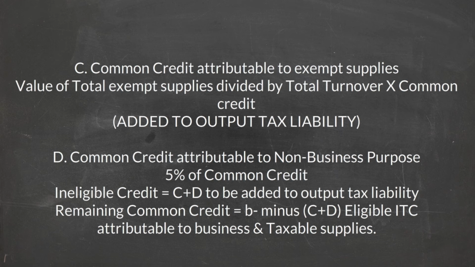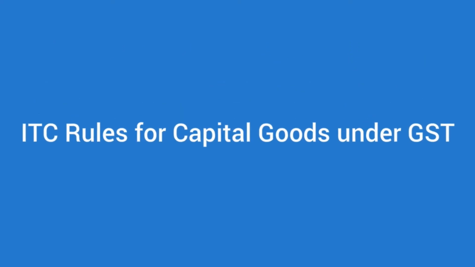D. Common credit attributable to non-business purpose: 5% of common credit. Ineligible credit equals C plus D, to be added to output tax liability. Remaining common credit equals B minus C plus D. This is the eligible ITC attributable to business and taxable supplies.